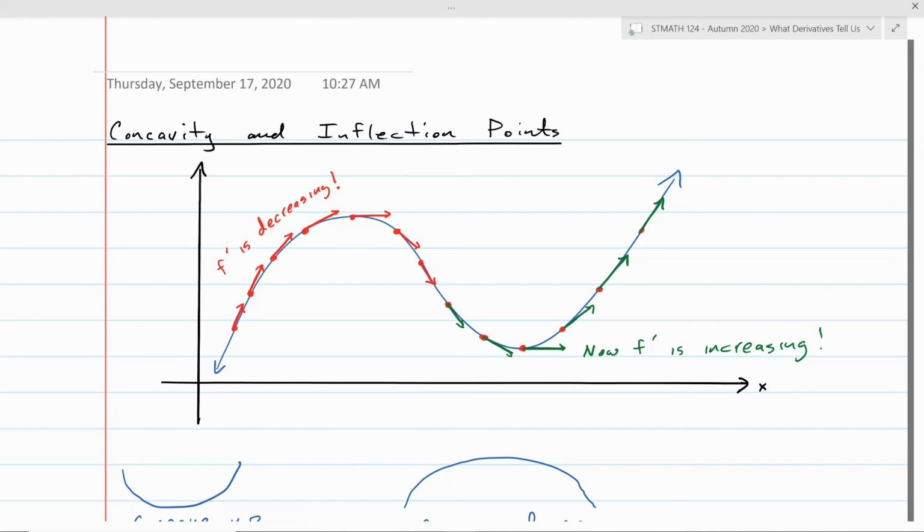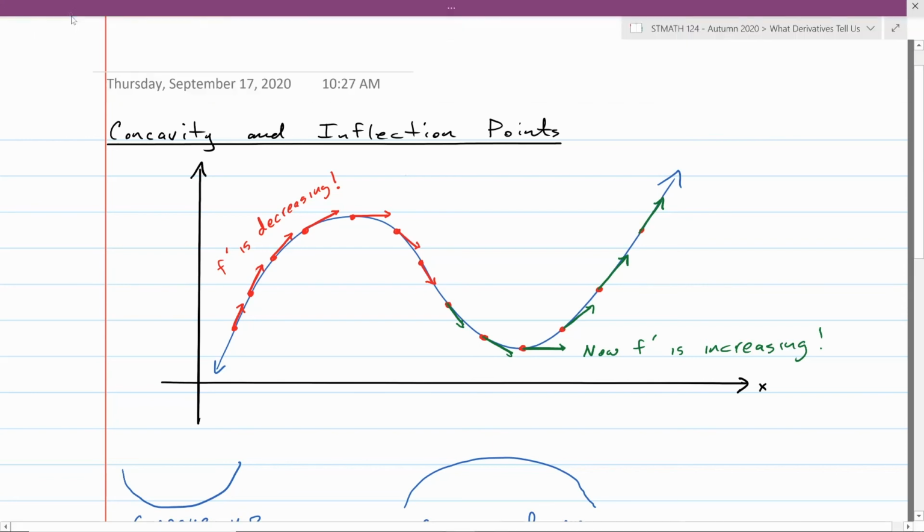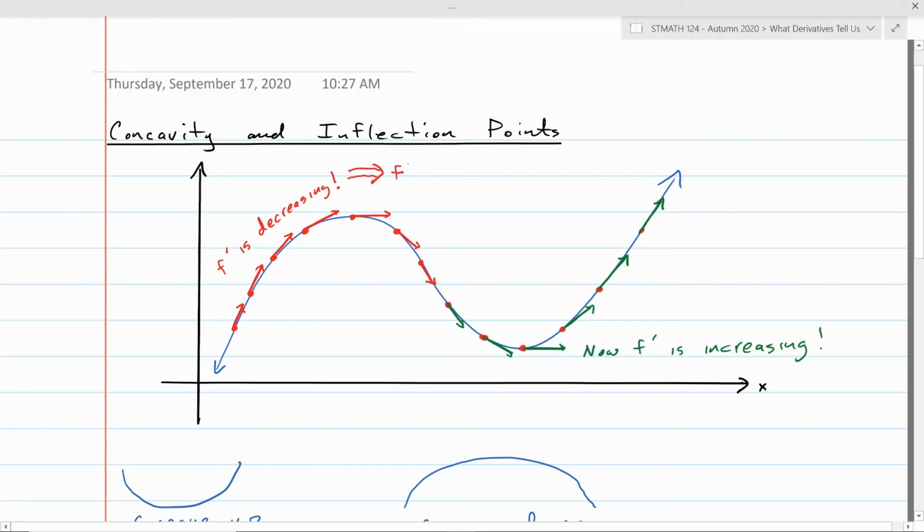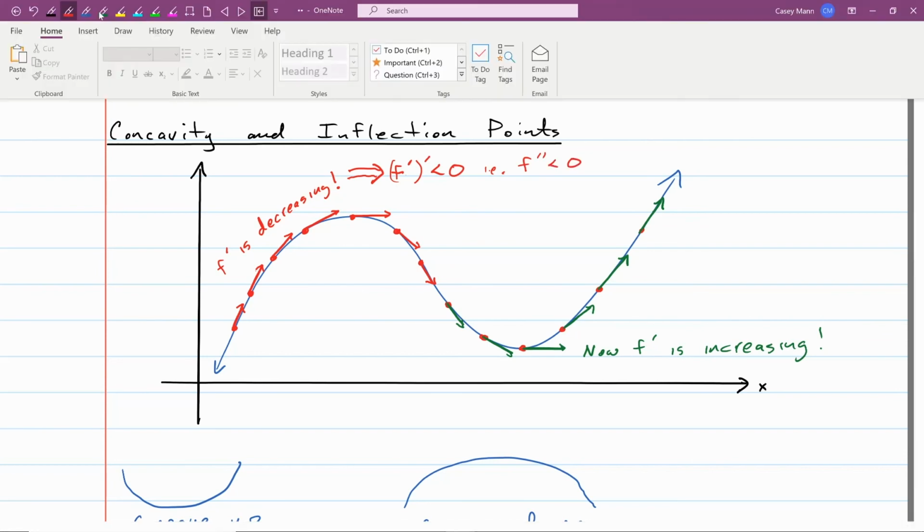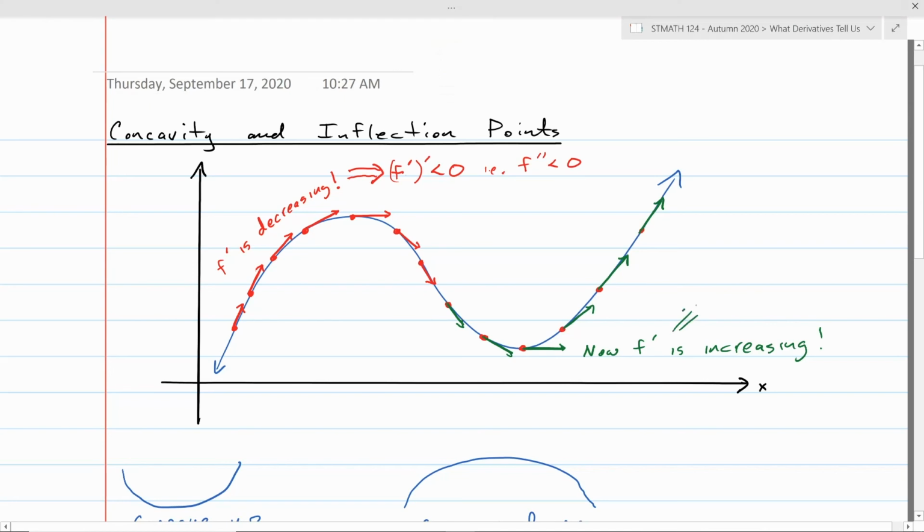Did you see how the derivative was decreasing as the red arrows progressed around that curve where it was bent downward? And then when the curve started to bend upward, where the green arrows are, we see that the derivative was increasing. If we're talking about f prime is decreasing, what we're really talking about here is that f prime's derivative is negative, i.e. f double prime is less than 0. And similarly, if f prime is increasing, that means f double prime is greater than 0, or in other words, f double prime is positive.